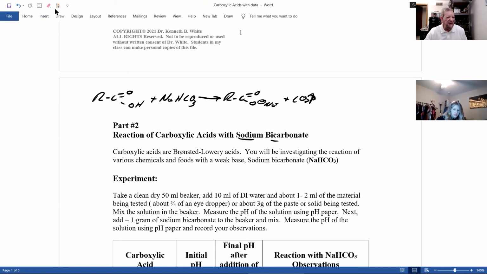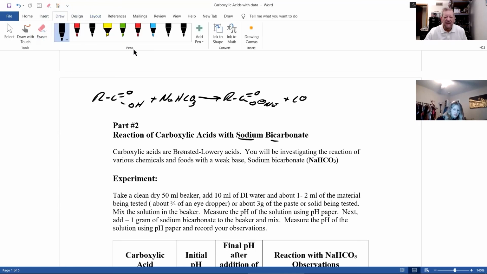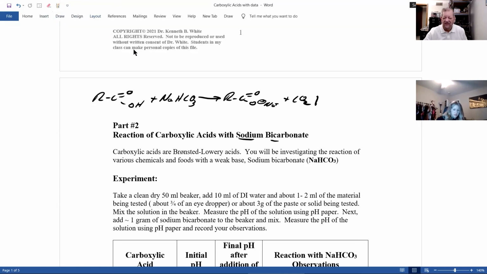That's a better looking arrow. And when you react the carboxylic acid with baking powder, sodium bicarbonate, you get the carboxylate anion, CO2, the arrow up means given off as a gas, and water. And remember, when you add a base to an acid, it gets neutralized.